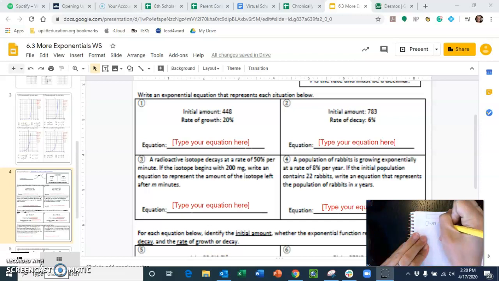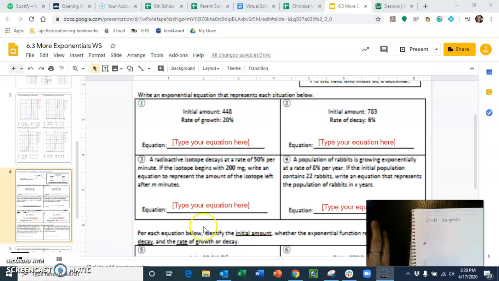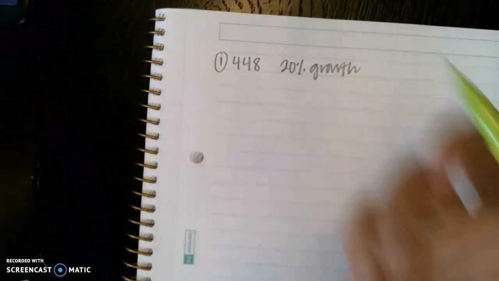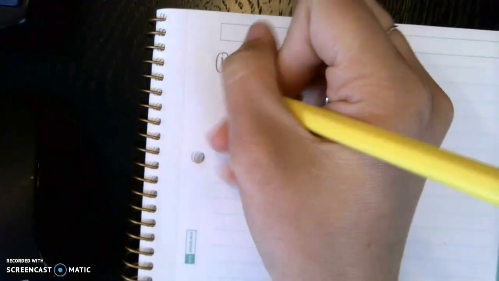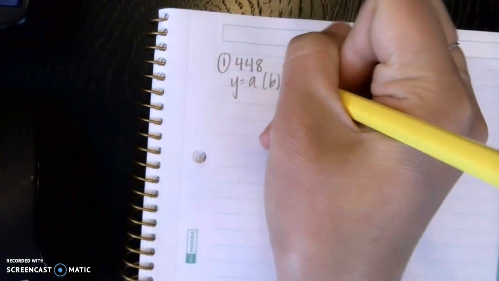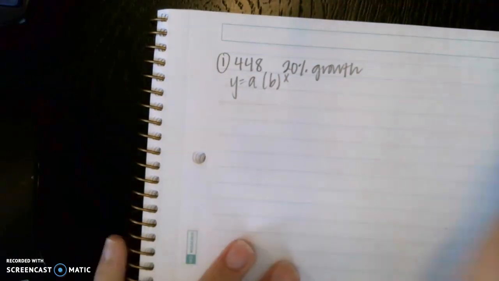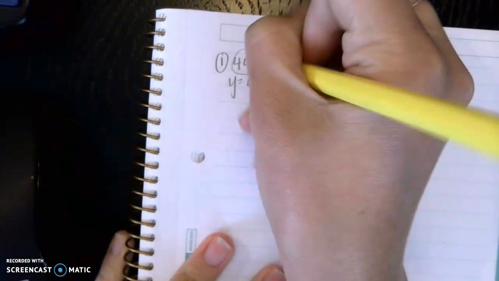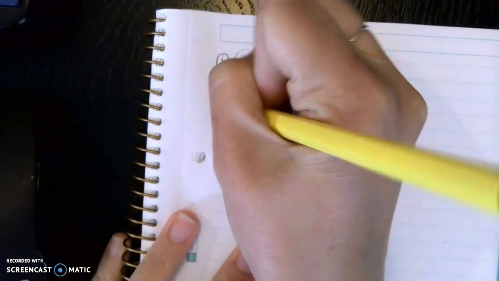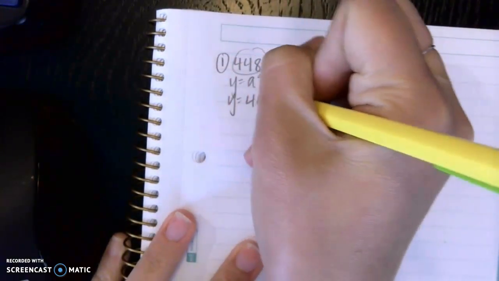And the rate of growth is 20%. Okay, so now pulling back up, this would be considered a mild problem. So if we were to write out our equation, y equals a times b to the x, our a is our initial amount. And so that means our initial amount is going to plug in for a, y equals 448.